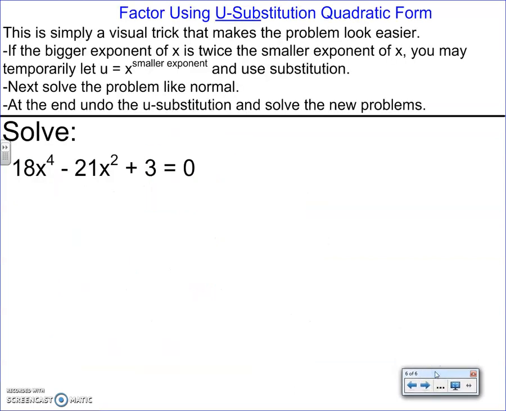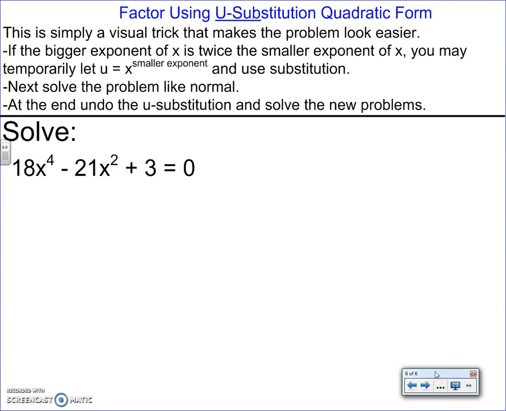Alright, the last one, a new one, is called U substitution, or quadratic form. This is just a visual trick. It makes the problem look easier. If the bigger exponent of x is twice the smaller exponent of x, you may temporarily let u equal the smaller exponent in U substitution. Then you solve the problem like normal. At the very end, you undo the temporary U substitution and solve the new problems.